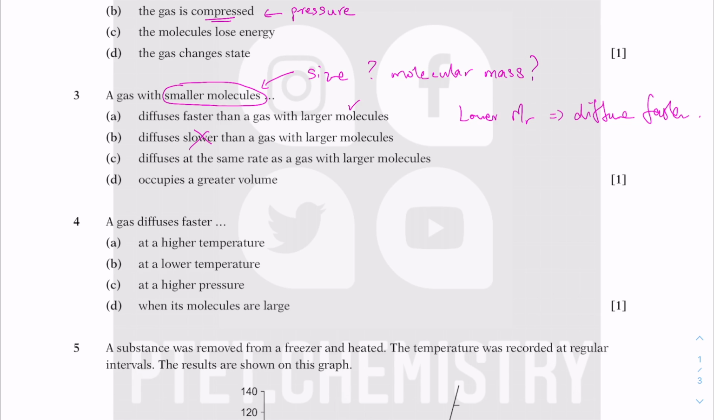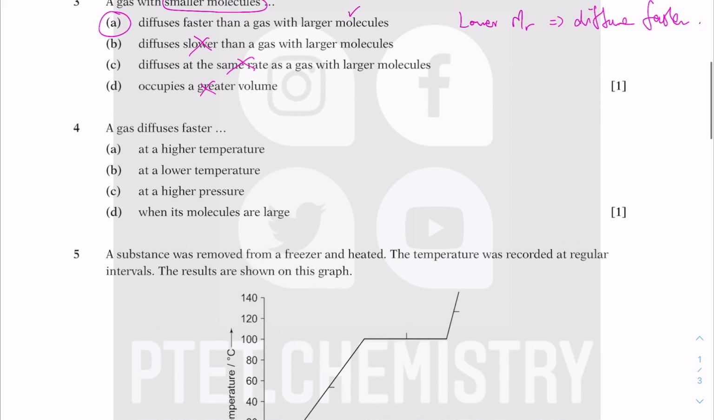This is not correct. They will not diffuse at the same rate because they clearly have different sizes and therefore different molecular masses. The smaller molecules will not occupy a greater volume because of the smaller size. How can it be a bigger volume when it is the smaller size molecule compared to the bigger size molecule? So this is ridiculous, all right? So A is the best option there.